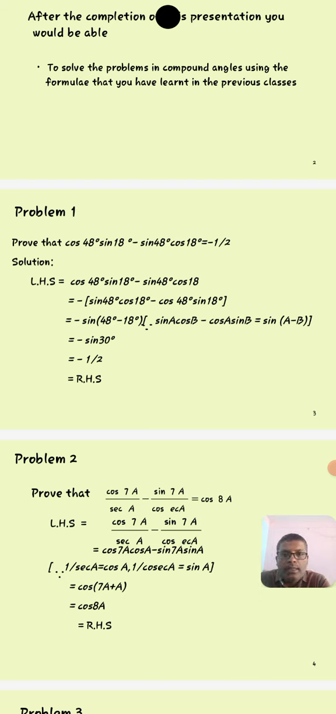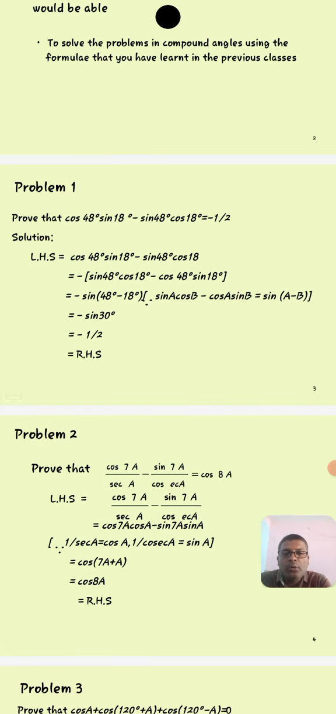In the place of A we write 48 degrees, in the place of B we write 18 degrees. So minus of sine of 48 degrees minus 18 degrees. 48 minus 18 is equal to 30 degrees. So we write minus sine 30 degrees. What is the value of sine 30 degrees? That is equal to 1 by 2. What is the sign? Minus is there. So we get minus 1 by 2, the RHS of the given problem. That is the answer of the given problem, minus 1 by 2.